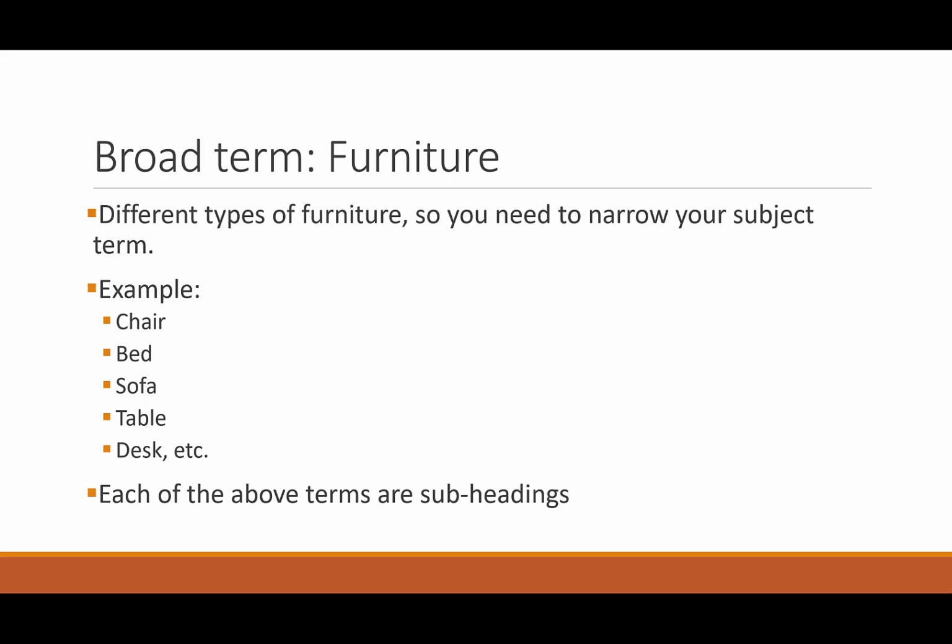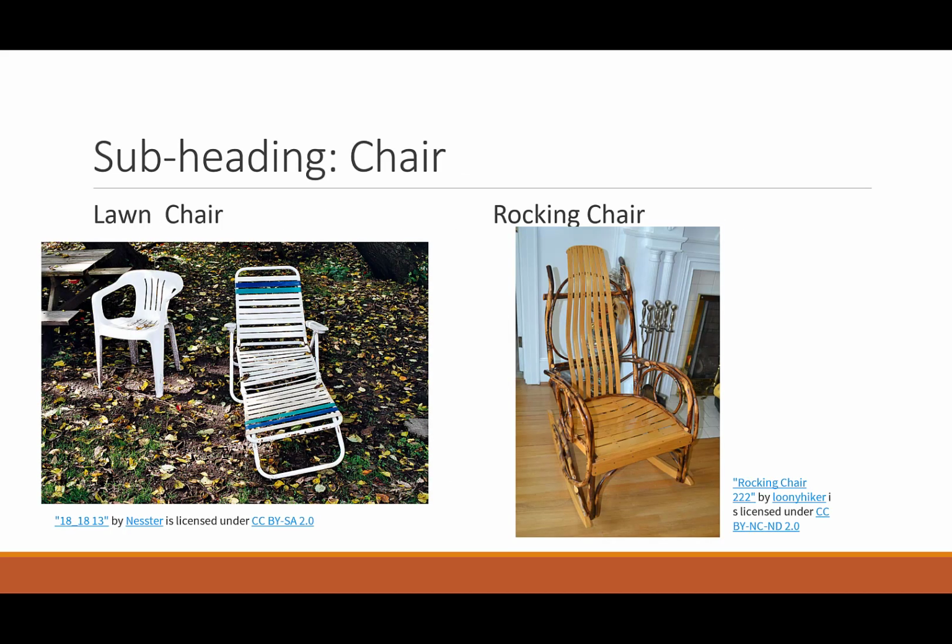Upson uses the example of the broader term of furniture. Now there are many different types of furniture. You may only be interested in one type of furniture, so you'll need to narrow your subject term. For example, under furniture you may have chair, bed, sofa, table, desk, etc. Each one of those terms is a subheading of the broader subject of furniture. And those can be broken down to narrower terms. So for example, you may be searching for chairs, but you're really interested in lawn chairs, which is very different than, let's say, a rocking chair.